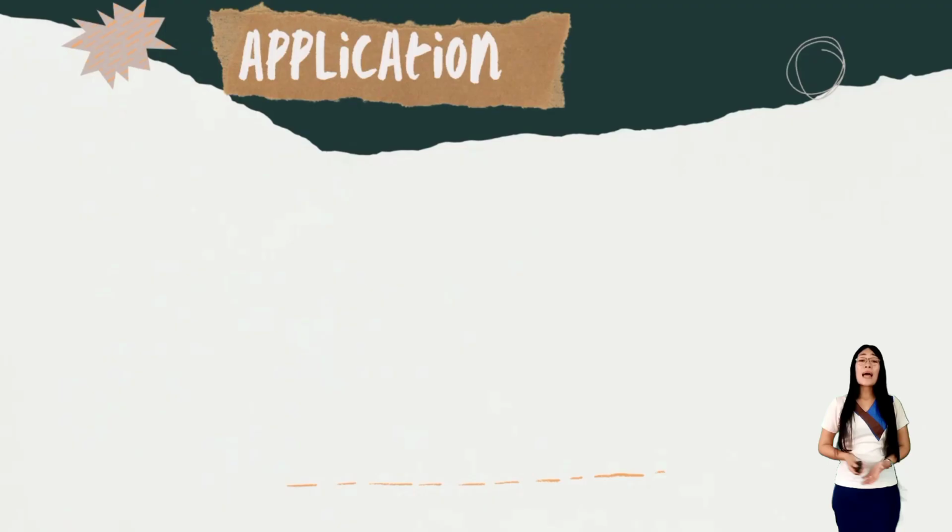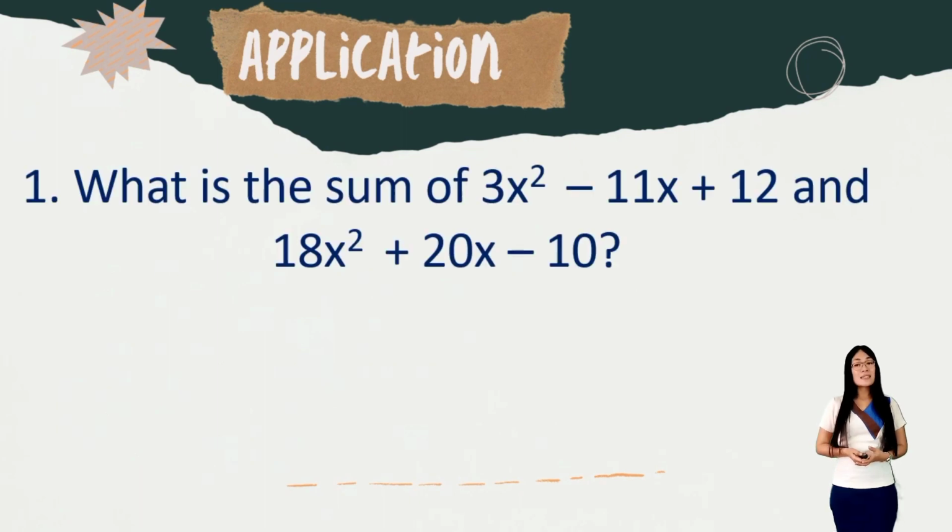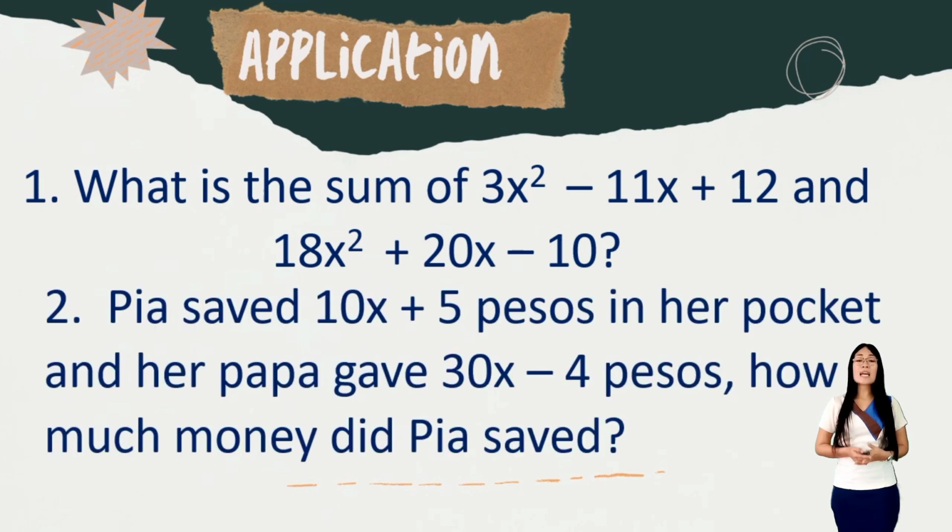Okay, so to apply these concepts in a real life situation, let's take this problem. Number 1. What is the sum of 3x squared minus 11x plus 12 and 18x squared plus 20x minus 10? And number 2, if Pia saved 10x plus 5 pesos in her pocket and her papa gave her 30x minus 4 pesos, how much money did Pia save? You have to answer that in your answer sheets.